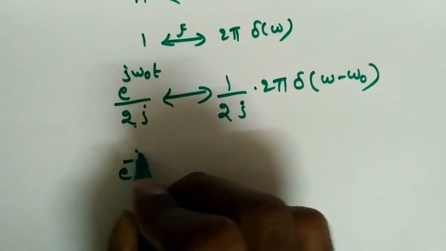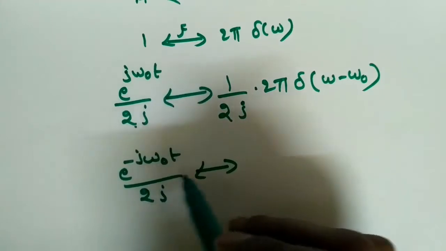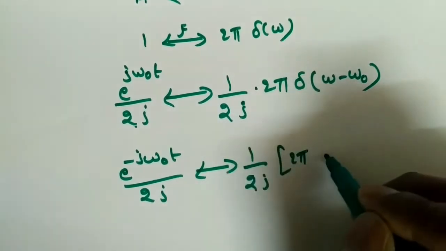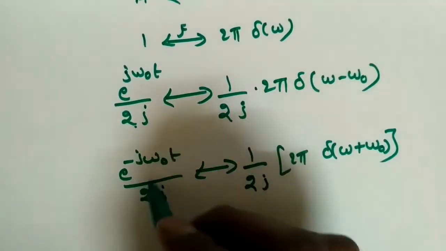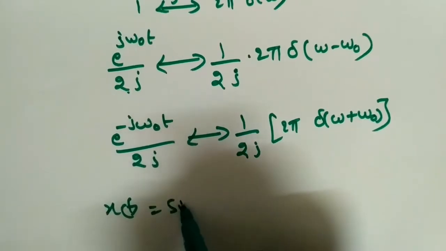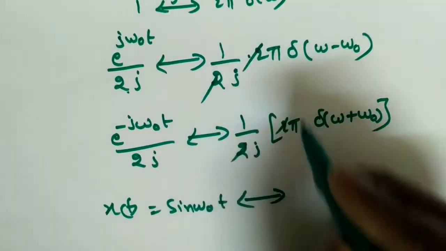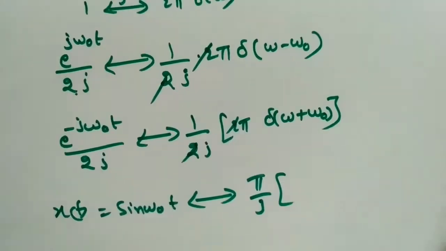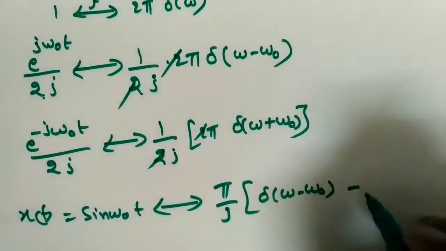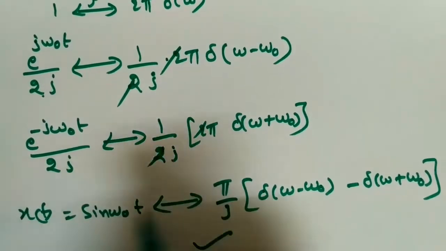Similarly, for e power minus j omega naught t by 2j, what is the Fourier transform? 1 means 2 pi del omega. If I multiply with e power minus j omega naught t, this becomes 1 by 2j into 2 pi del of omega plus omega naught. Here the minus gives plus. If I add these two, for x of t equals sine omega naught t, the 2 cancels, and pi by j is common. So we get pi by j times del of omega minus omega naught minus del of omega plus omega naught. This is the Fourier transform of sine omega naught t.